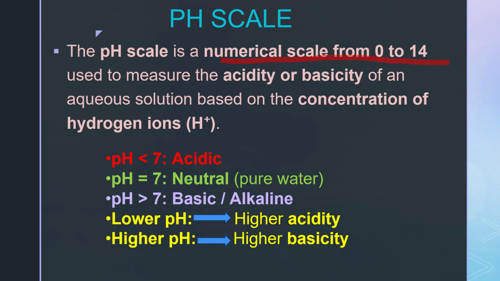So children, if the pH is less than 7, then it is said to be acidic. If pH is equal to 7, it is said to be pure water or neutral. If pH is more than 7, it is basic or alkaline in nature. So basically the concept which arises from this: lower pH, higher acidity; higher pH, higher basicity, right? So this is the case of the pH scale.